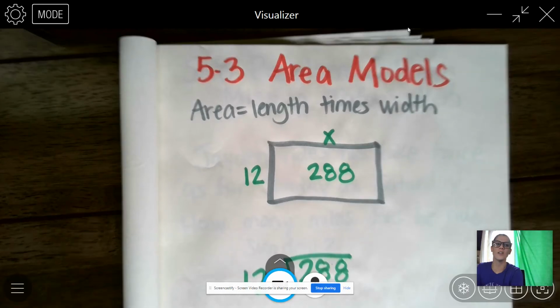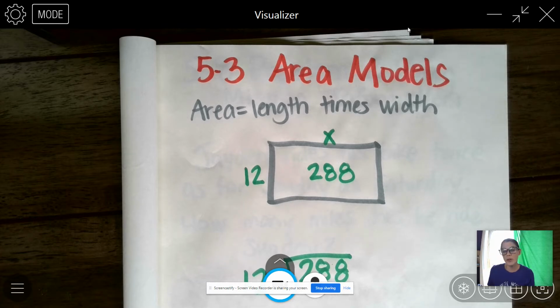Hi guys, today we're going to talk about area models and how they can be used to solve division problems or multiplication problems. Since multiplication and division are the inverses of each other, since they're related, we can use area models to help us multiple ways in math. If you are not familiar with the word, area actually means length times width.